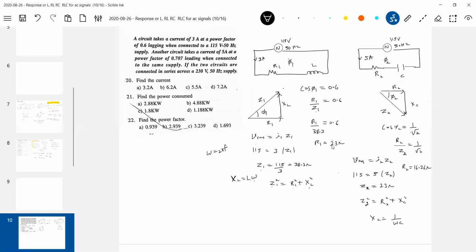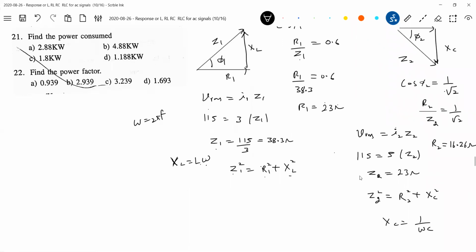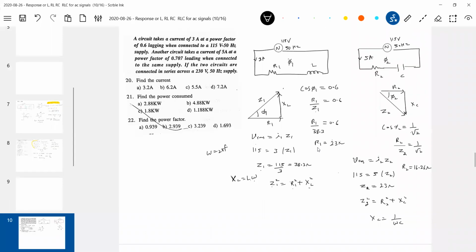After getting this, what is it telling? If the two circuits are connected in series across a 230 volt 50 hertz supply, they're connected in series. Then it is asking all other quantities. So what should we do now? We should go for another circuit. I think we got R1, and only XL is needed. No need of L1. No need of L and omega, only XL is enough. XL and XC are enough. Only XC and this one. If you want to find out capacitance, you can find out.